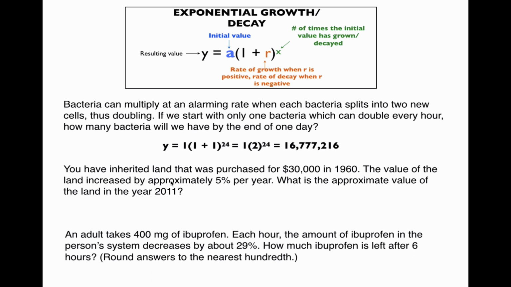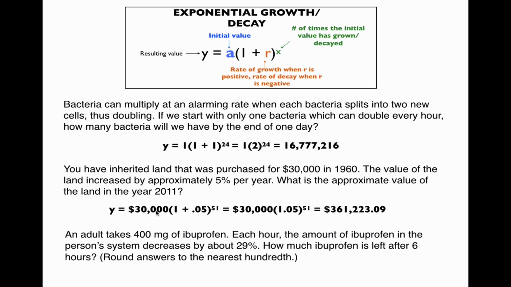All right, the second one. You have inherited land that was purchased for $30,000 in 1960. The value of the land increased by approximately 5% per year. What is the approximate value of the land in the year 2011? So here our initial value is $30,000. We're increasing this value by 5% per year, and we're doing this for, I believe, 51 years. Our growth rate would be 5%, and we're increasing by 5% 51 times over 51 years.